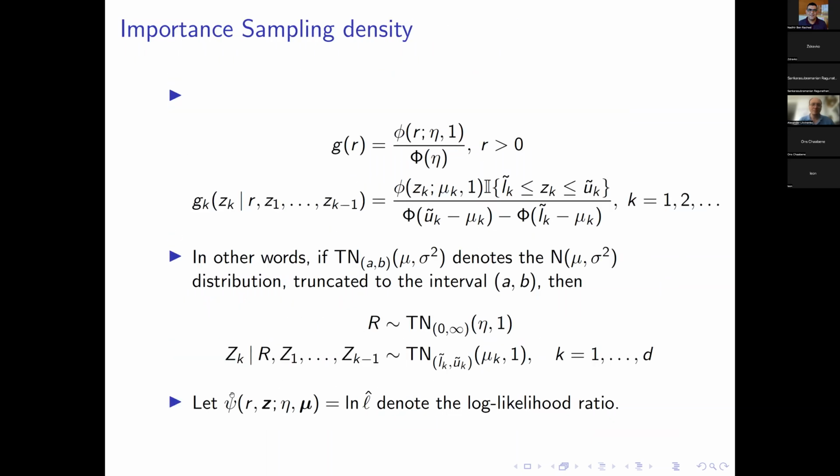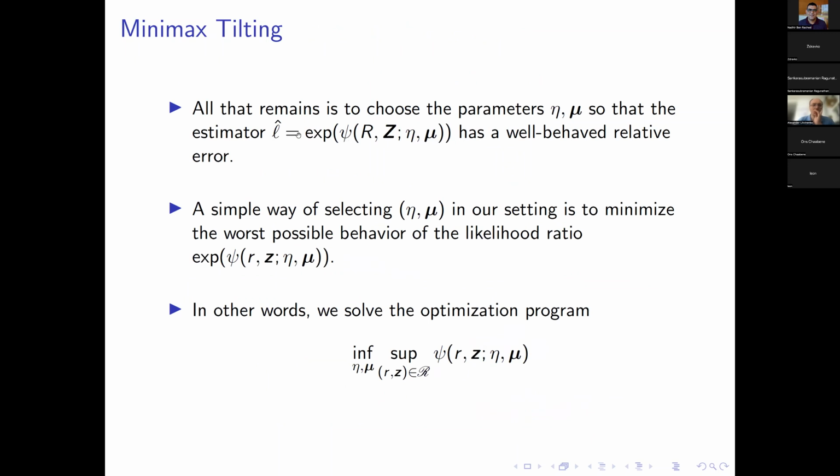Okay, so how do we choose these parameters? If we look at the likelihood ratio or log likelihood ratio, let's call it psi, our choice of the parameters is to basically choose the parameters so that the worst performance is minimized. It's like a minimax criterion. So the estimator based on a single sample is just this one.